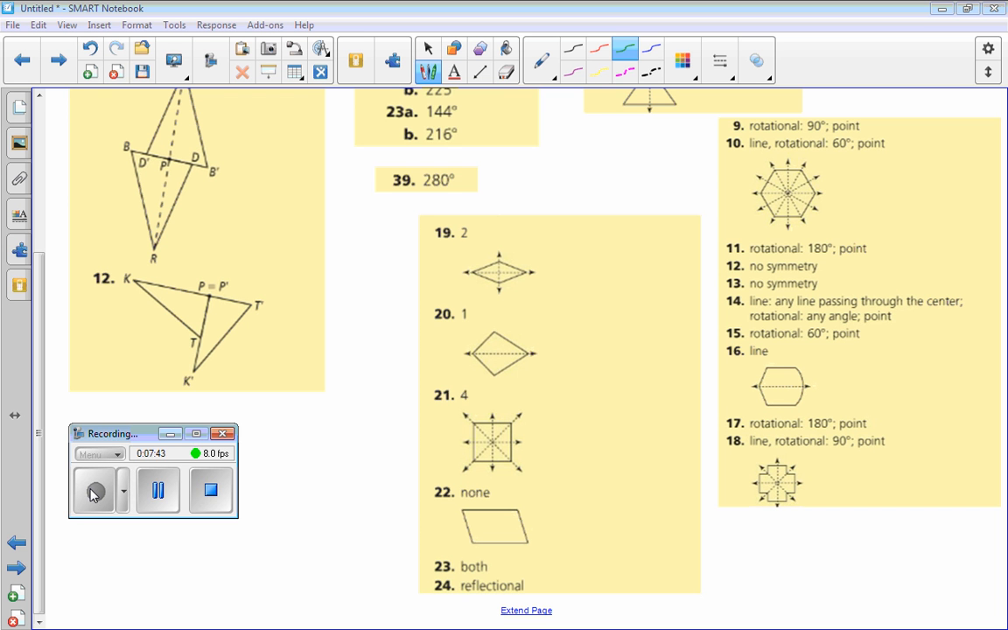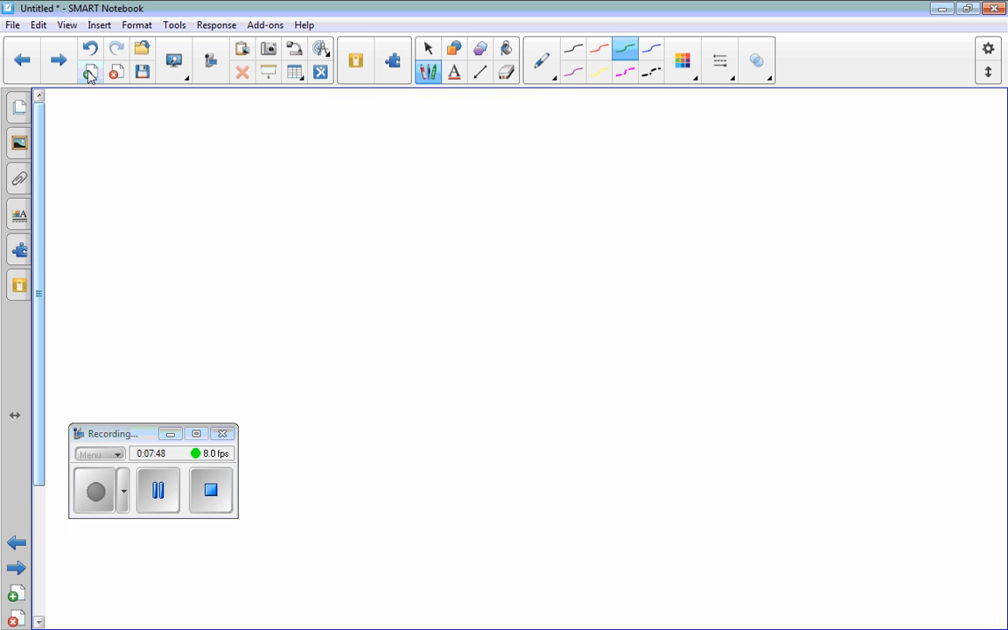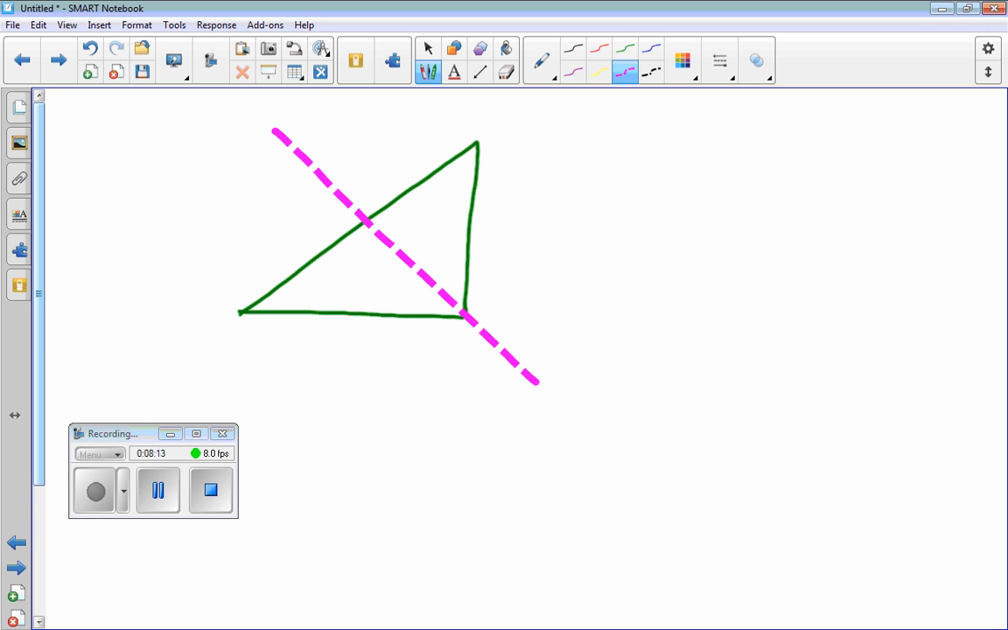Well, let's look at 13. What page was that again? 571. Okay. So on page 571, number 13, what does that figure look like? It was a right triangle. Okay. And that's all we're taught, right? Okay, so what did you tell me it had? You thought it was line symmetry, and you thought this was the line of symmetry? Okay. Would you agree with them?